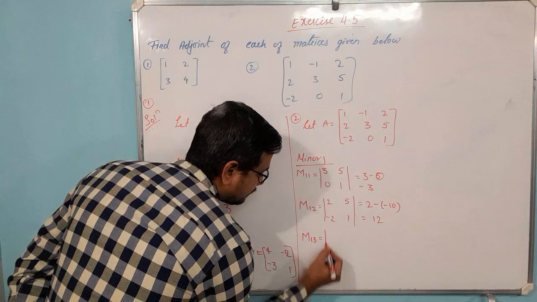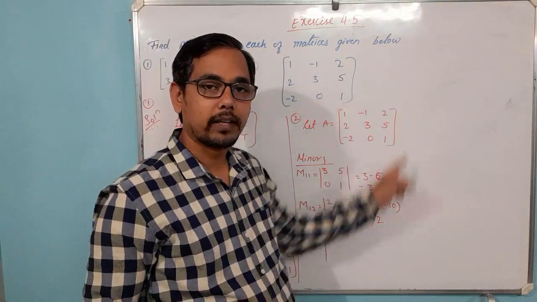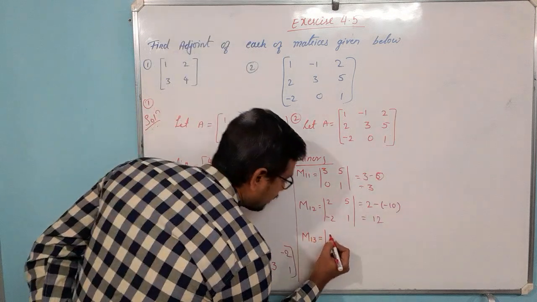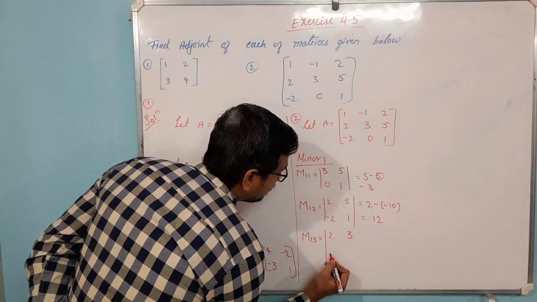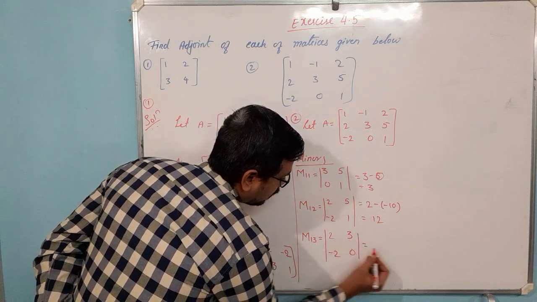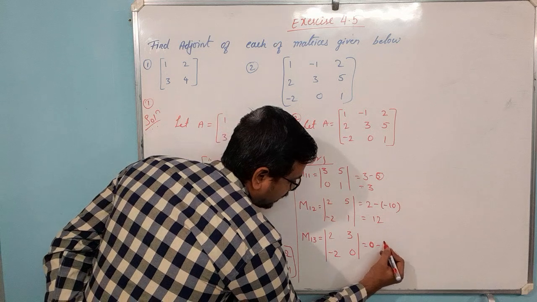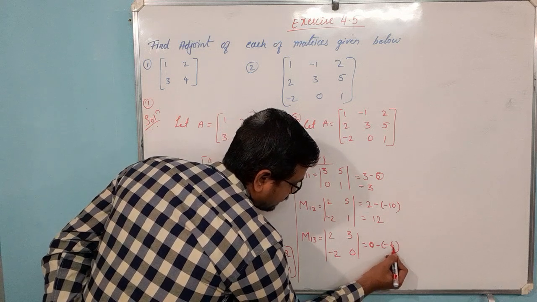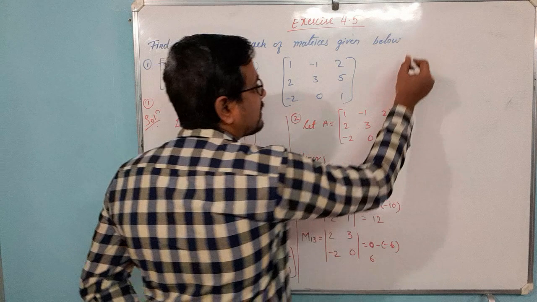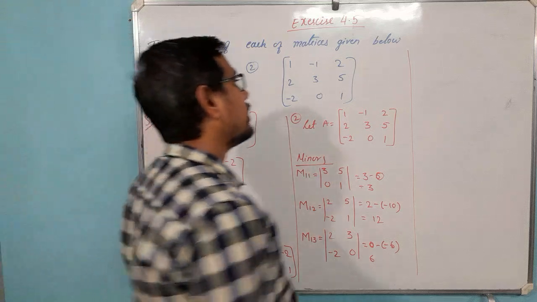M13 is equal to the minor of A13, so leaving the first row and third column. So what do you get? 2, 3, minus 2, 0. So this is nothing but 2 into 0 is 0, minus 3 into minus 2 is minus 6, that is plus 6. Right. So M13 is over.